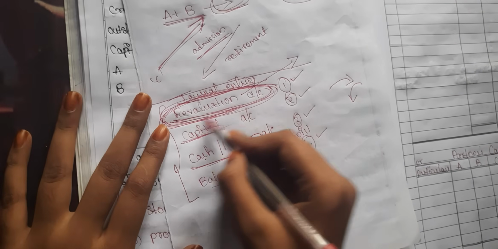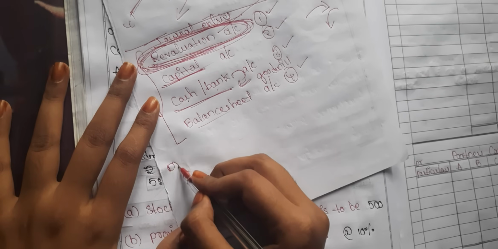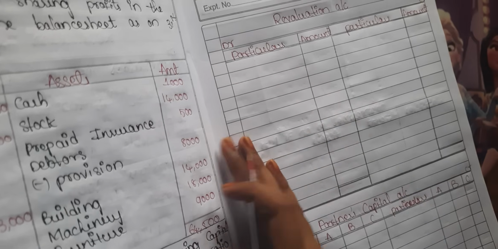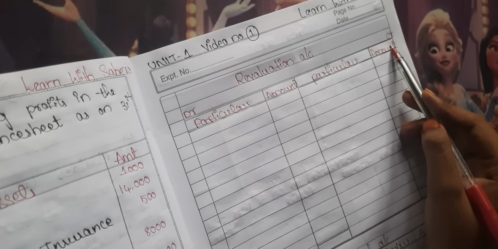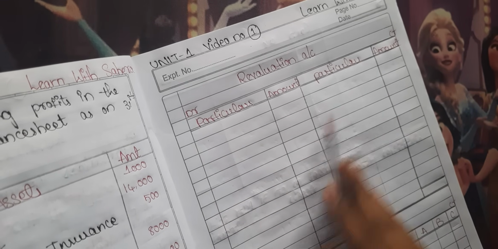So when you are preparing the revaluation account, make sure this will be the debit side and this will be the credit side. You can see the format here. Here it is debit, here it is credit. So in the debit side what you need to take, in the credit side what you need to take, let me say.